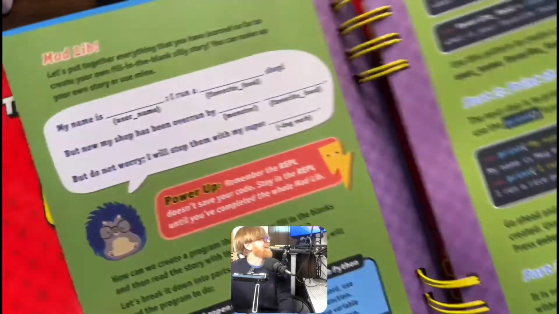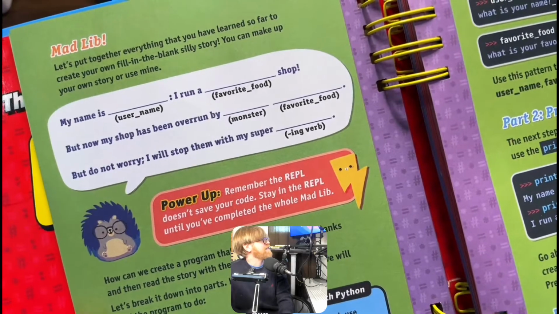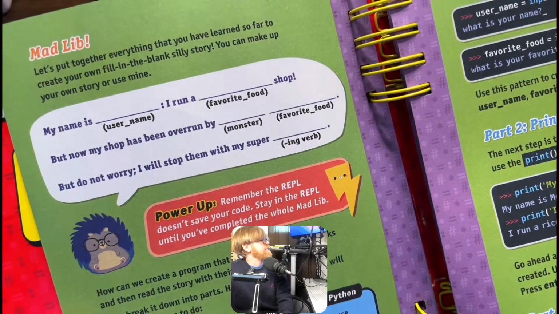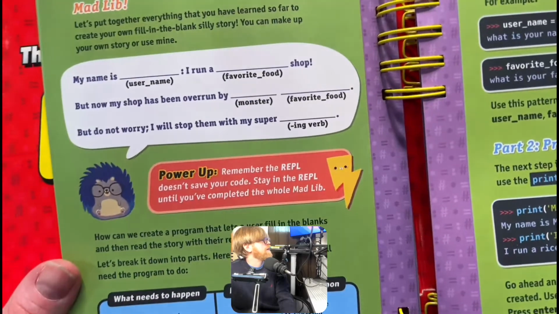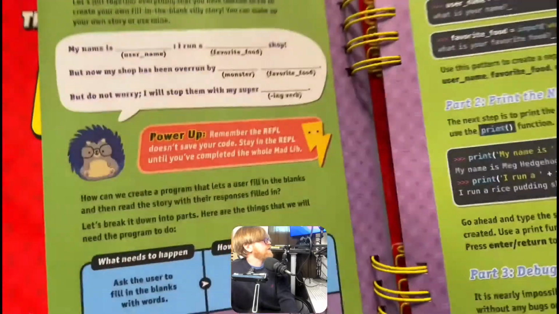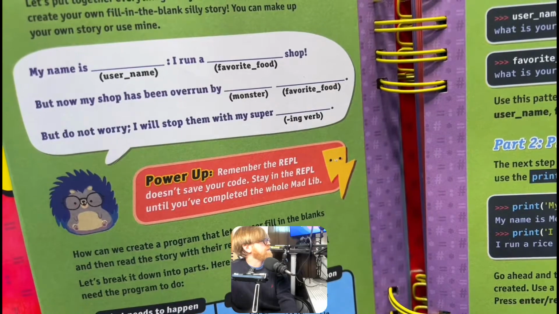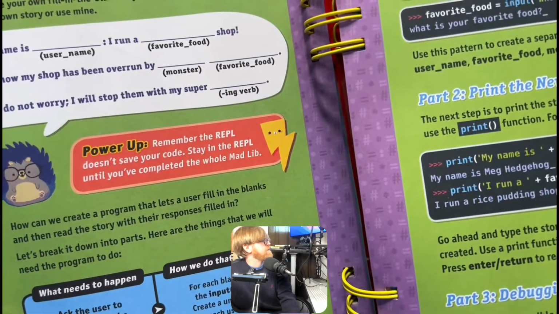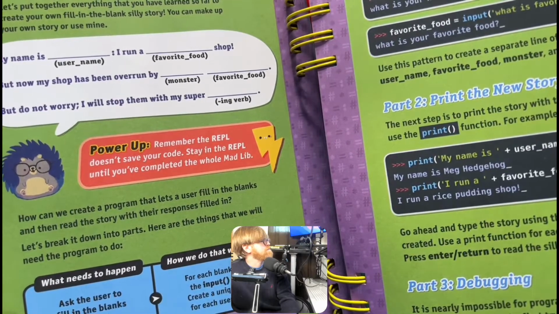Mad Lib. Oh, and Meg steps in with it. Let's put together everything that we've learned so far to create your own fill-in-the-blank silly story. You can make up your own story or use mine. Okay, so we're going to go over here and say my name is, and set a variable here. Username, favorite food, monster. It looks like they all might be strings.